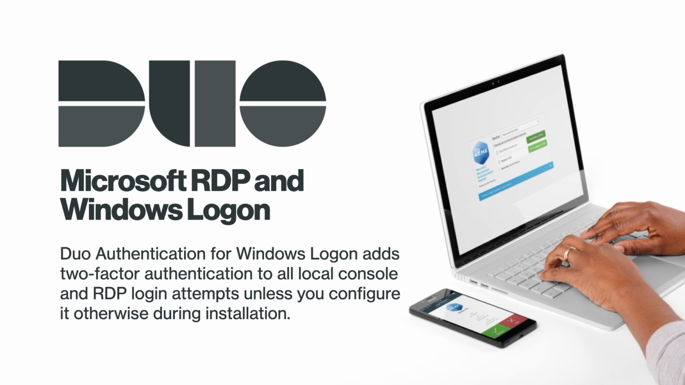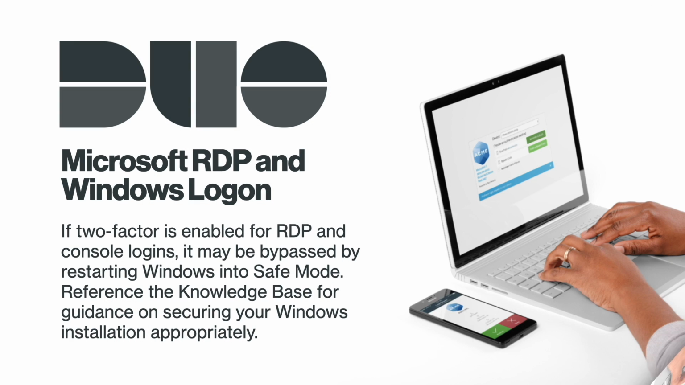Note that Duo Authentication for Windows Logon adds two-factor authentication to all local console and RDP Windows login attempts unless you select the option Only prompt for Duo Authentication when logging in via RDP from the installer. If two-factor is enabled for both RDP and console logons, it may be bypassed by a user restarting Windows into safe mode. If you wish to protect local console logons with Duo, please reference the Duo knowledge base for guidance on securing your Windows installation appropriately.